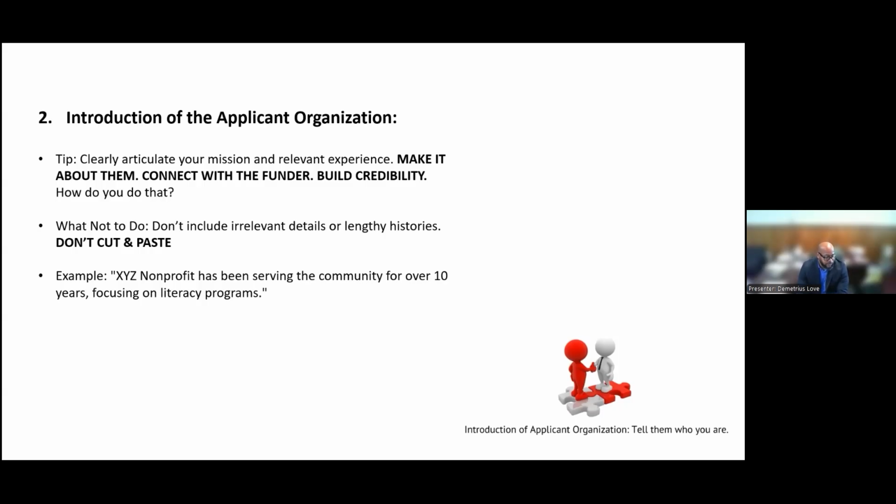All right. The not 99, 990. Ms. Dorothy's 990. All right. So I have an example here. XYZ nonprofit has been serving the community for over 10 years, focusing on literacy programs. That shall have come about by them understanding that funding person is into literacy programs, and they're looking for individuals who are experienced in literacy programs for over 5 years. So this aligns with the funder.